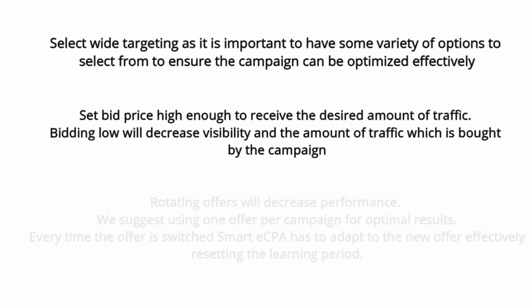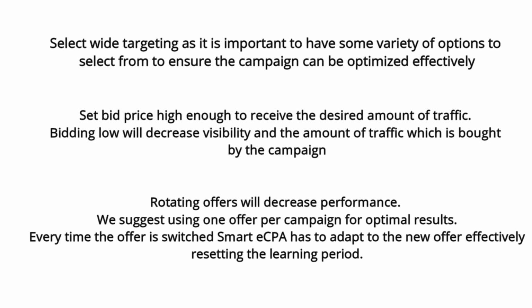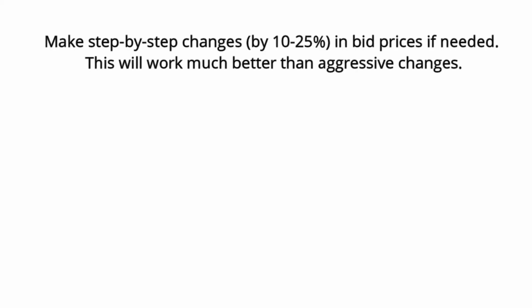Rotating offers will decrease performance. We suggest using one offer per campaign for optimal results. Every time the offer is switched, Smart eCPA has to adapt to the new offer, effectively resetting the learning period. Next, you want to make step-by-step changes, like no more than 10 to 25% at a time in the bid prices if needed, and this will work much better than aggressive changes.